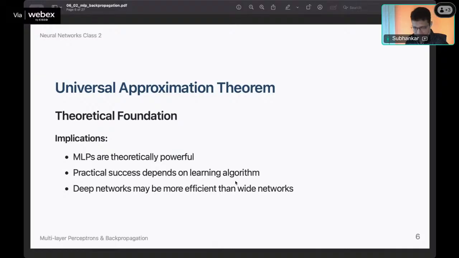So instead of one hidden layer with exponentially many neurons, what we typically end up with is deep networks. And that has been shown to work nicely. The last 15 years have shown that deep networks work nicely.